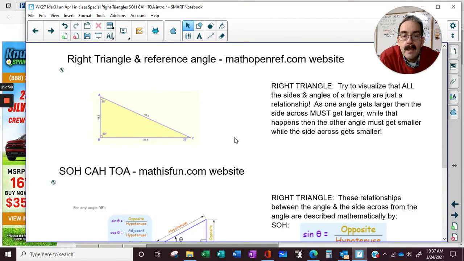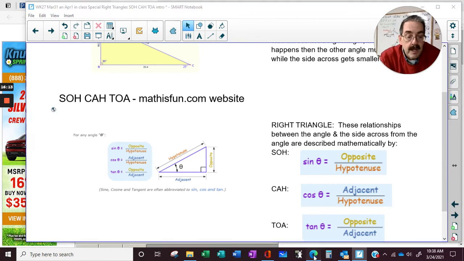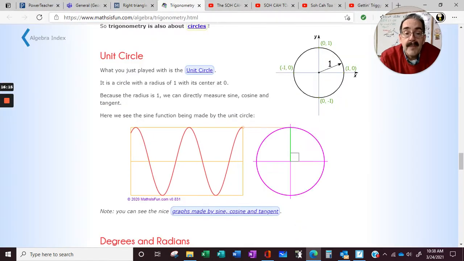Now, in Math Open Reference, you can find all the SOH CAH TOA stuff. I personally like mathisfun.com. So write that one down in your notes. Click on this link. Poof. And it takes us to Math is Fun.